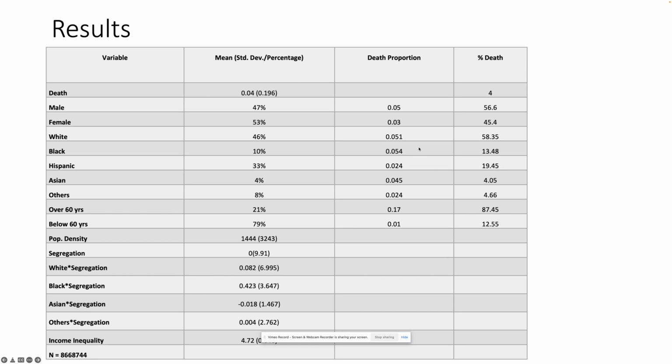Interestingly, the proportion of death was different, with the Black having the highest proportion of death with a 0.54, followed by whites 0.51 and Asians 0.45. Hispanics had the lower proportion compared to whites and Black and Asians.